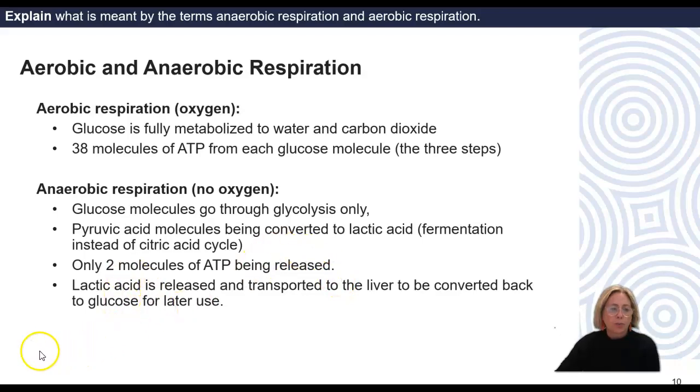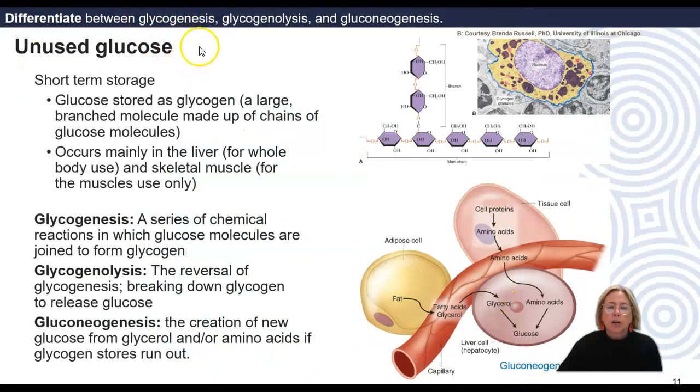We're now going to look at the difference between these terms: glycogenesis, glycogenolysis, and gluconeogenesis. In terms of unused glucose, it needs to be stored. In the short term, glucose is stored as glycogen, and glycogen is a large branched molecule made up of chains of glucose molecules. This occurs mainly in the liver when it needs to be used by the whole body, and it can also occur in skeletal muscle. But the glycogen that's made in skeletal muscle is only used for muscles.